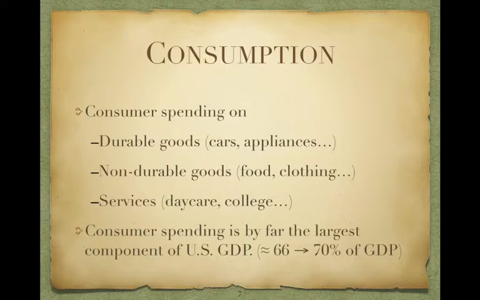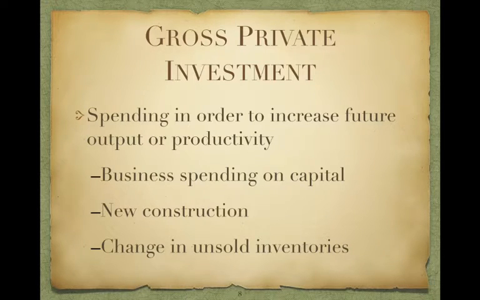Okay? And again, it's almost every category. We said that it does not include houses. All right, whenever you purchase a new home, even if it was brand new built, that does not count as consumption under GDP. All right? Instead, we see that under IG, gross private investment. All right, so looking at slide 8, gross private investment is spending in order to increase future output or productivity.